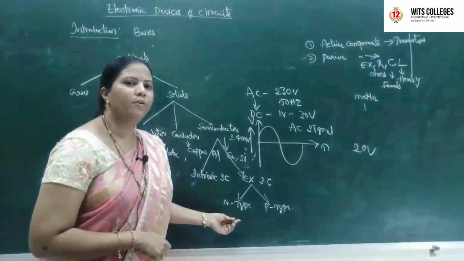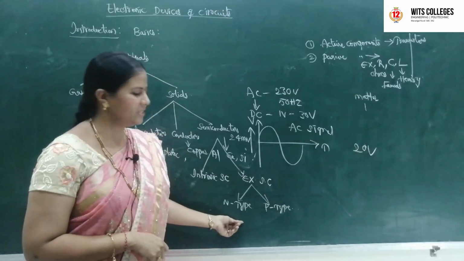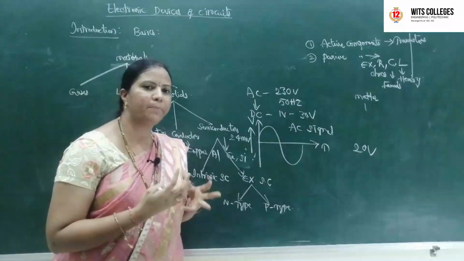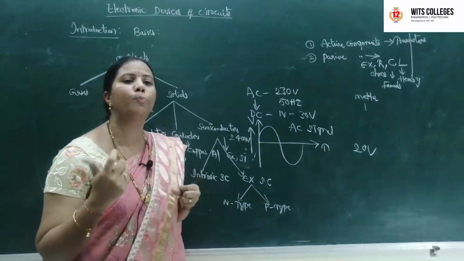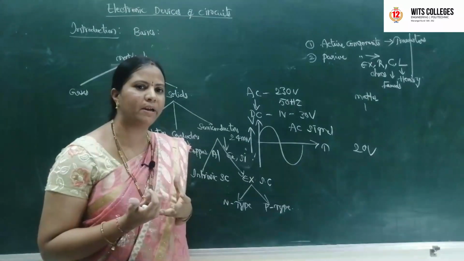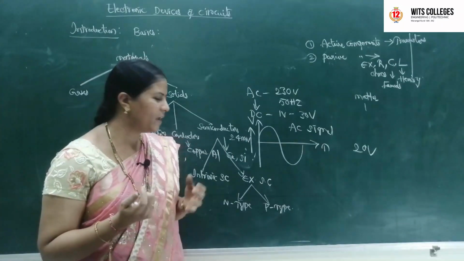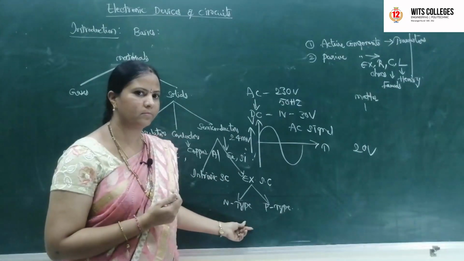N-type semiconductor is adding of pentavalent impurities to the pure semiconductor. Pentavalent impurities means adding fifth group elements, like arsenic, antimony, bismuth, like that. Those we add to the pure semiconductor to get an N-type semiconductor.